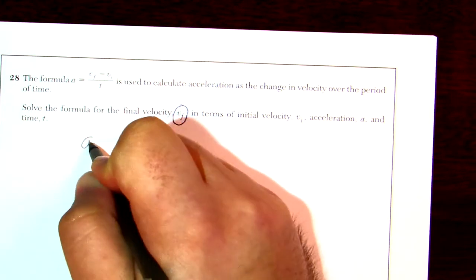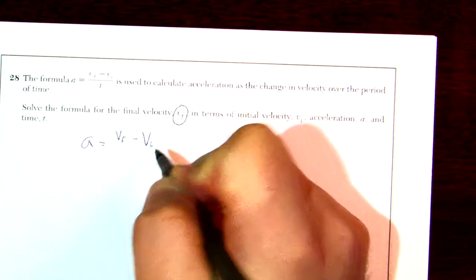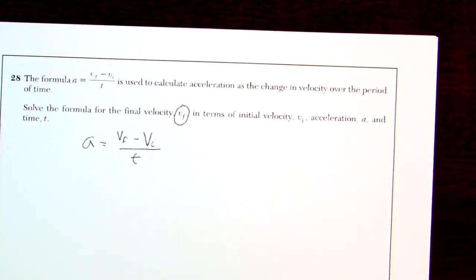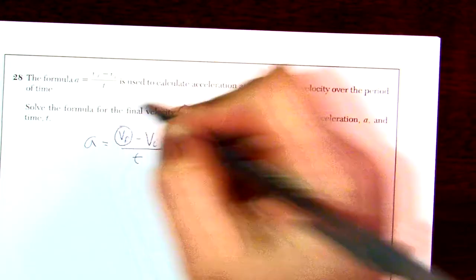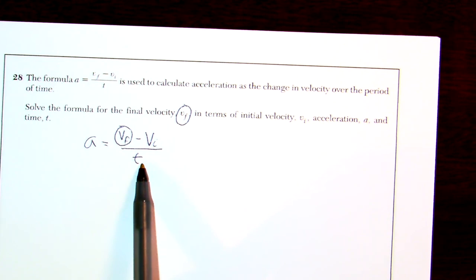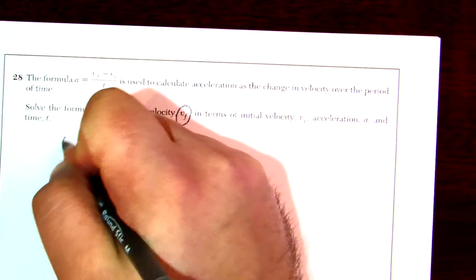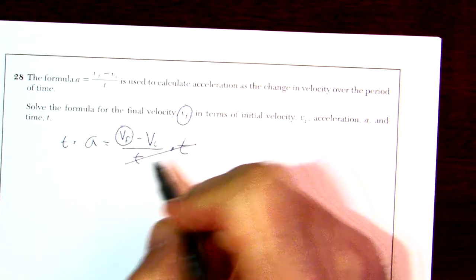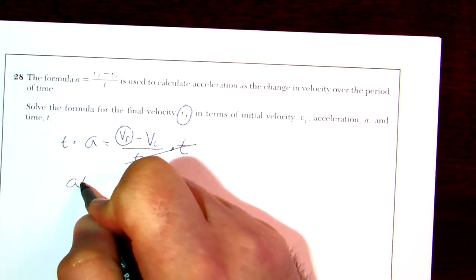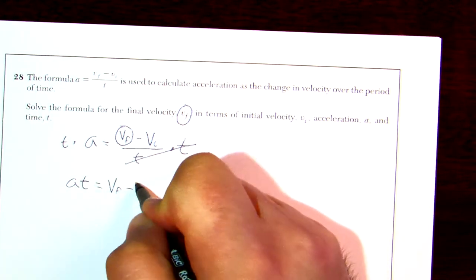So here's our original. Okay, a equals v_f minus v_i over t. And you want to get this guy by itself. So this is v_f minus v_i over t, which means you're dividing by t. So what's the opposite of dividing? Multiplying. So if you multiply both sides by t, these t's cancel, and t times a is just at or ta, doesn't matter. We'll do a times t, or at, okay? And what you have left is the v_f minus v_i.